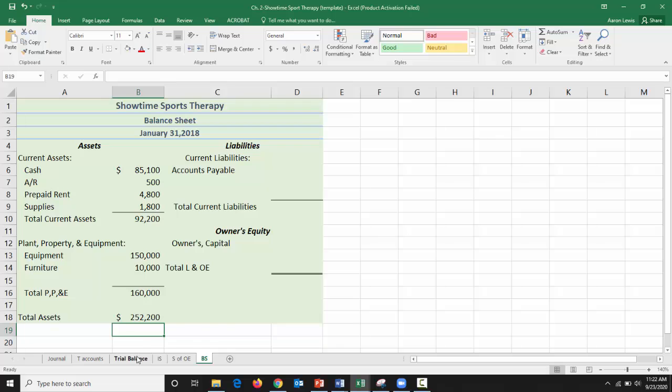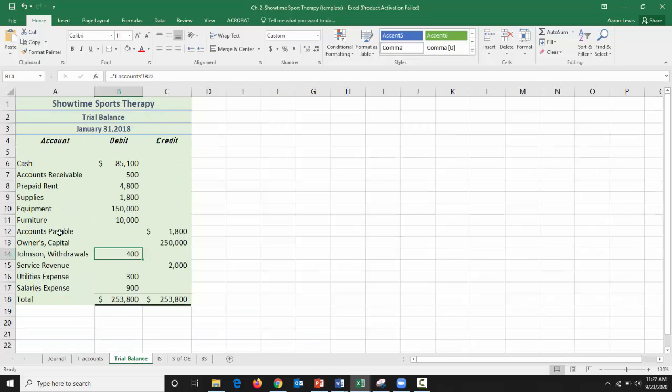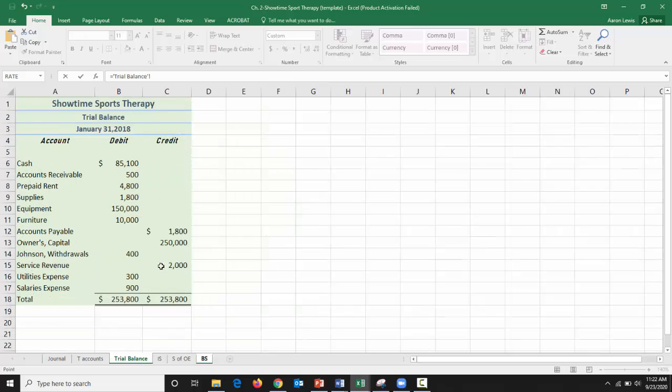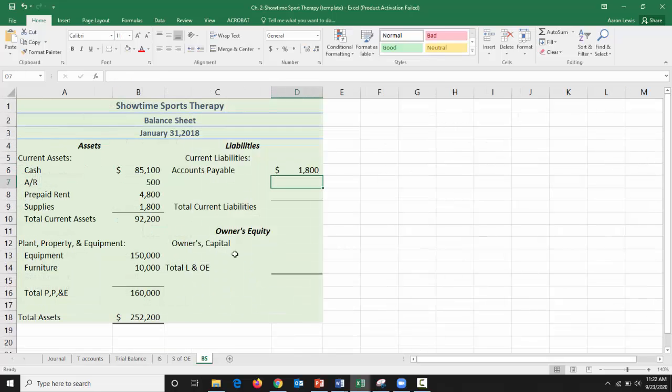Let's move over to the other side and find our liabilities and our equity accounts. So for liabilities, on our trial balance, we only have one. We have that accounts payable right there, and its balance was $1,800. So on our balance sheet, I'm going to bring that number on over here. And since that's our only liability, our total liabilities are just $1,800.